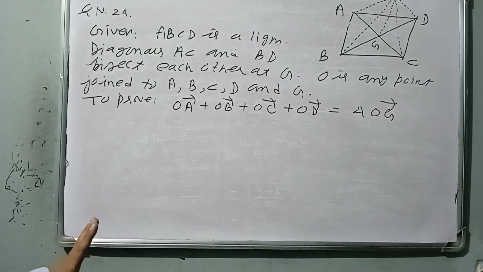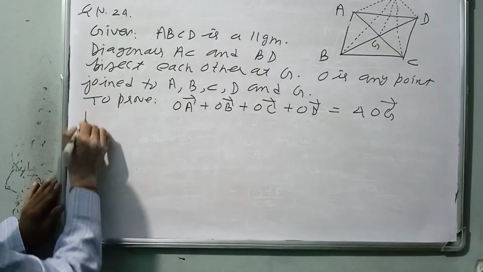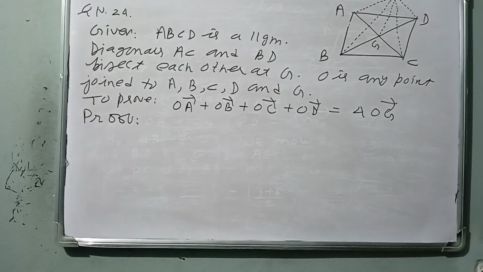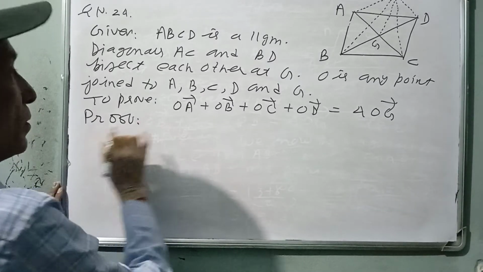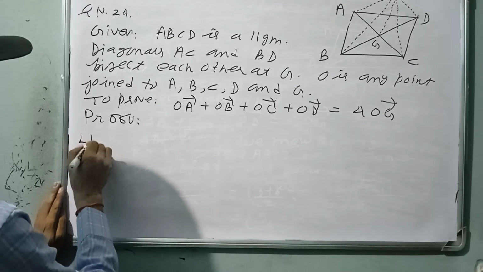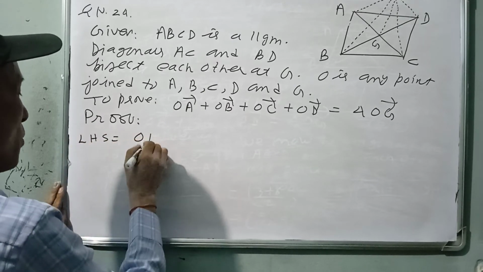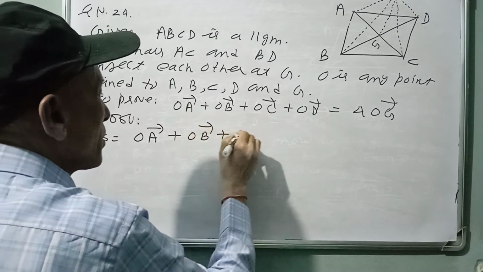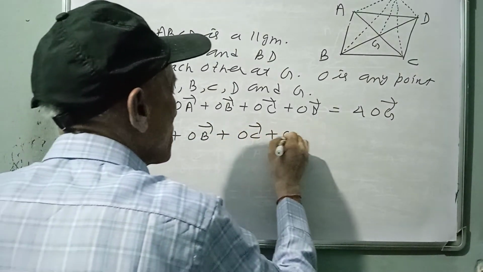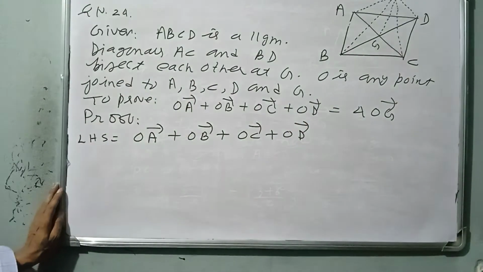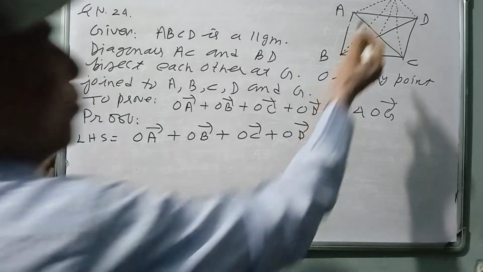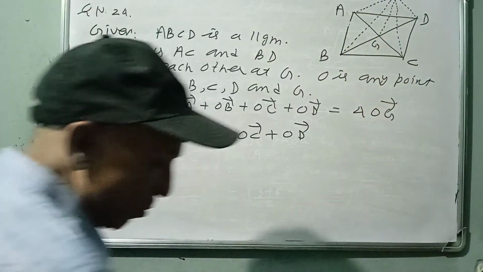To prove, no construction, no plan needed. What proof? Using triangle law in different triangles. Left hand side equals OA plus OB plus OC plus OD. This is the left hand side. Now how to prove it? What do we have to do with OA?